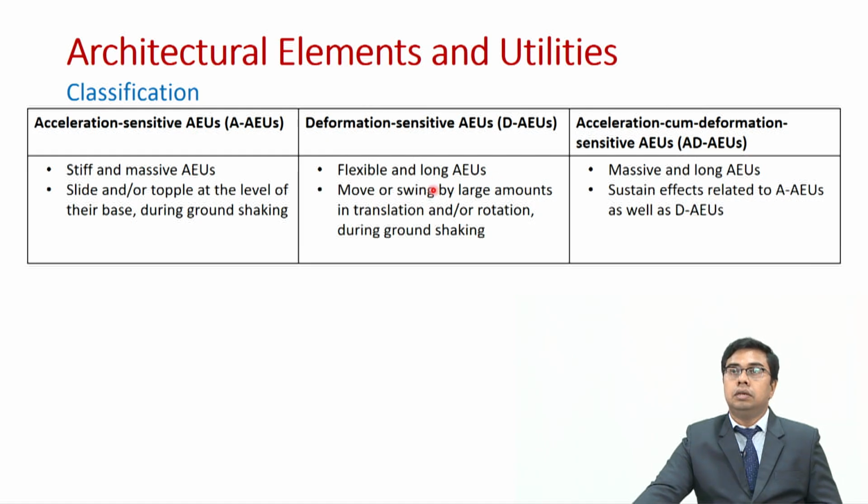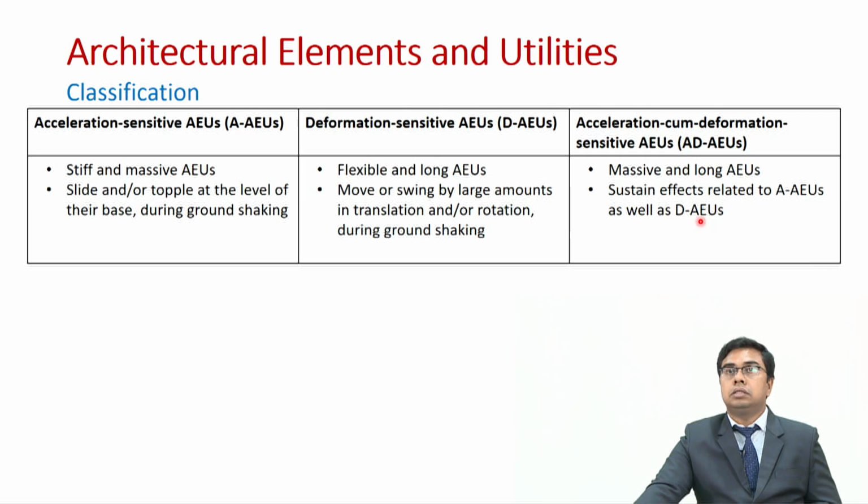In this case, the deformation sensitive AEUs will move or swing by large amounts in translation and/or rotation during ground shaking. Then you have some hybrid AEUs, which are called acceleration cum deformation sensitive AEUs, or ADAEUs. These are massive AEUs, but they are also long, which means they are flexible as well. So they are flexible, but they have massive weight, which makes them sensitive to both acceleration and deformation. So such AEUs sustain effects which are related to both AAEUs and DAEUs.